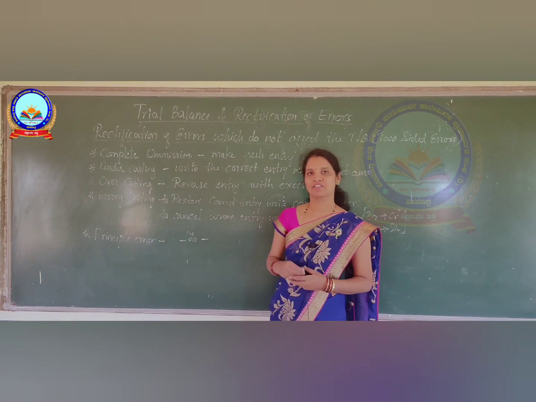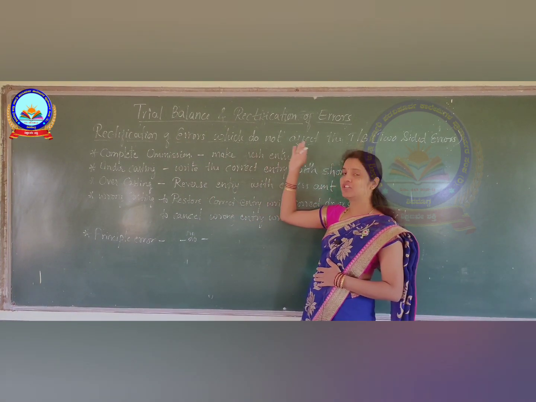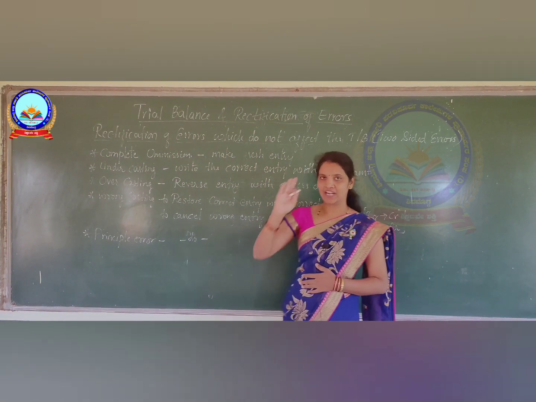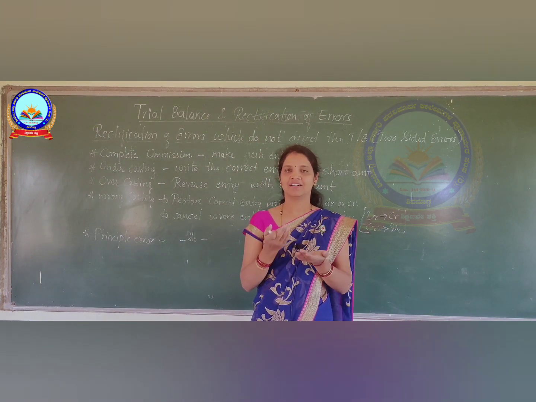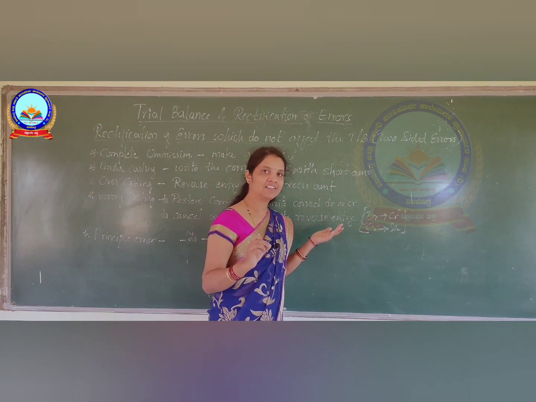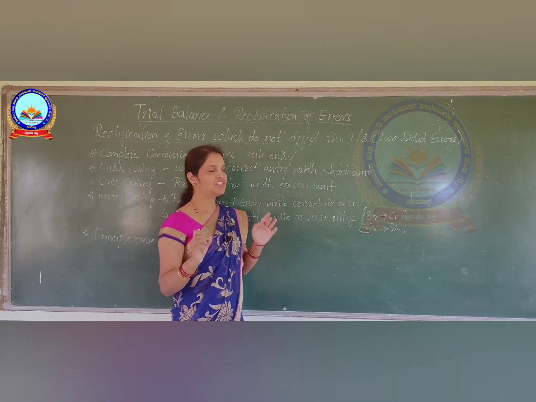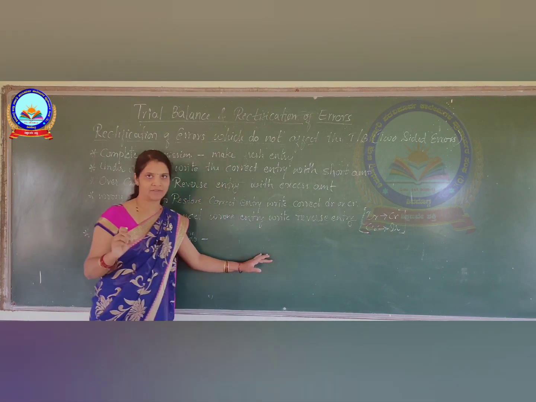Now we shall discuss rectification of errors which do not affect the trial balance, meaning our trial balance tallies. Also, even after the trial balance tallies, there is a chance of committing some mistakes. How to rectify those mistakes?